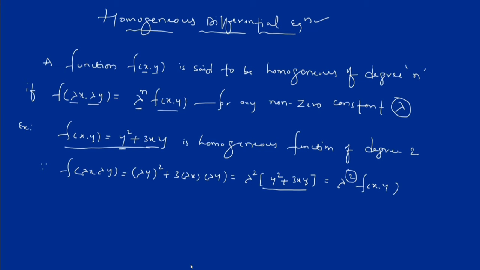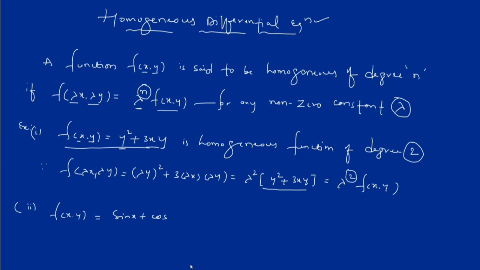F of lambda x comma lambda y, if we substitute in place of x and y, then finally what do we get here? In general we are taking lambda to the power n, right? So here in particular we are getting that the value of n is 2, therefore it is a homogeneous function of degree 2. Next we consider one more example. That was the first one; this is the second one.